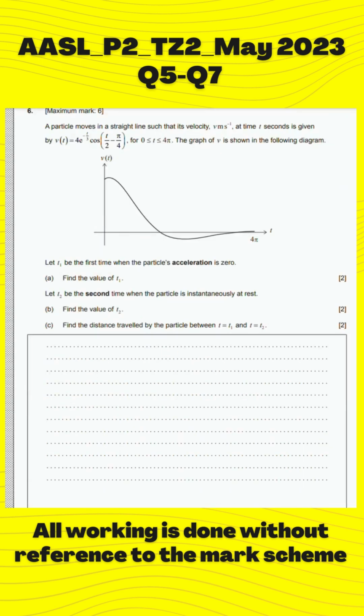Question 6. A, find t1, the first time the acceleration is 0. So this is the graph of the velocity. The acceleration is 0 at a local max or local min of the velocity, so it will be here. Just put this function into the GDC and find a local maximum. So we know that t1 is nearly 0.395 seconds.